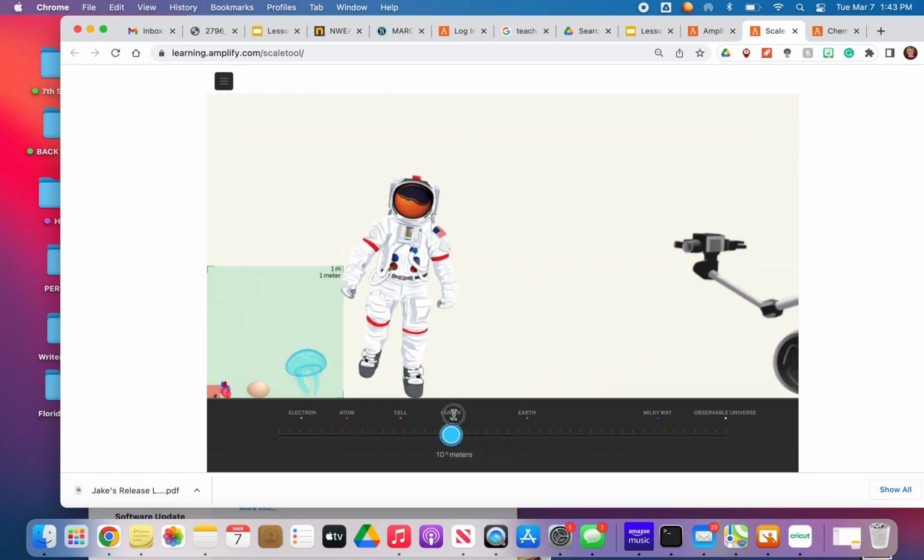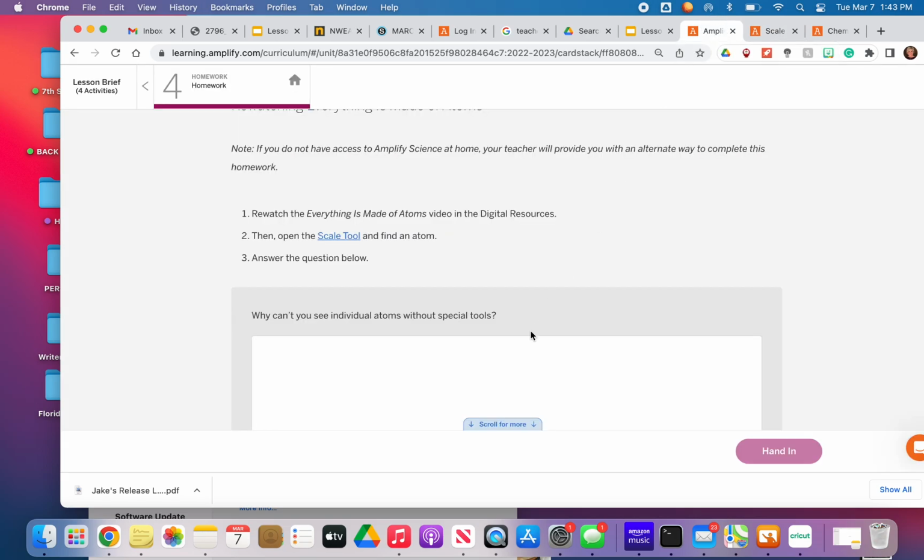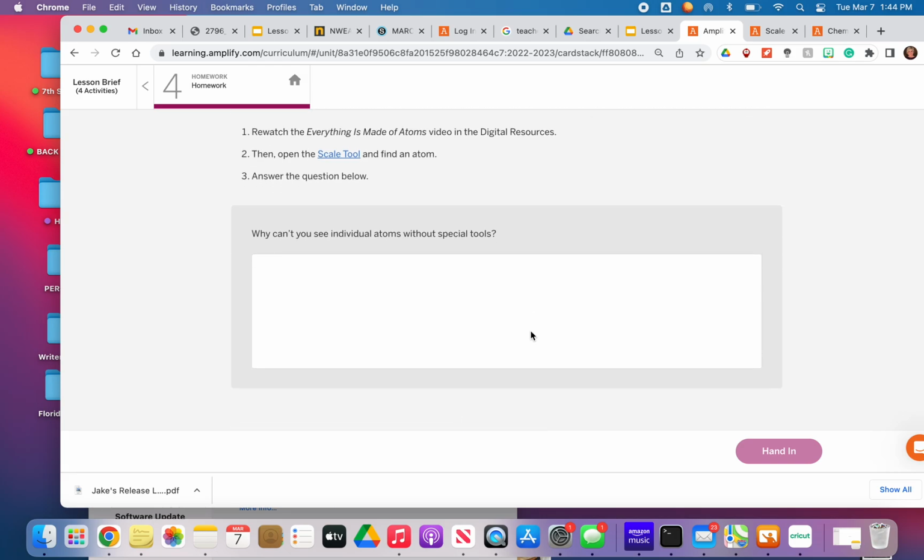So I'm going to go back to human. And if you want to just kind of take a look at that, you can. There is a question going along with that. And it says, why can't you see individual atoms without special tools? And then go ahead and hand that in.